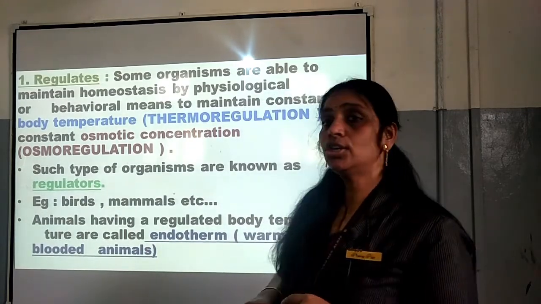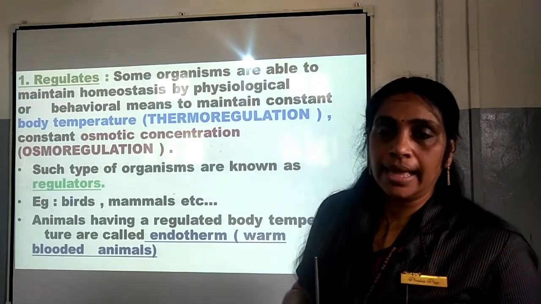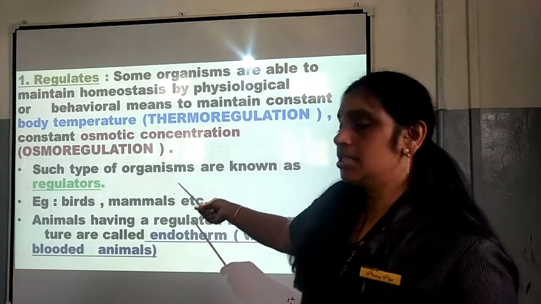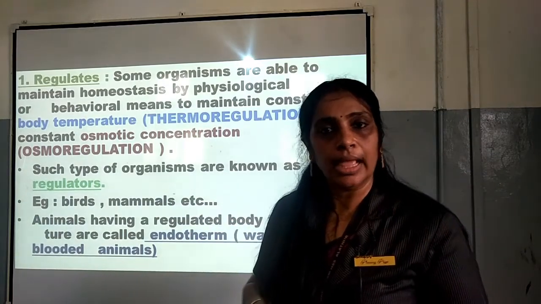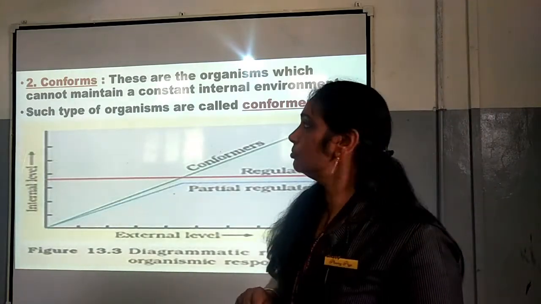Animals that are able to regulate their body temperature are called endotherms. For example, warm blooded animals: birds and mammals are all warm blooded animals. Next one is related to conformers.